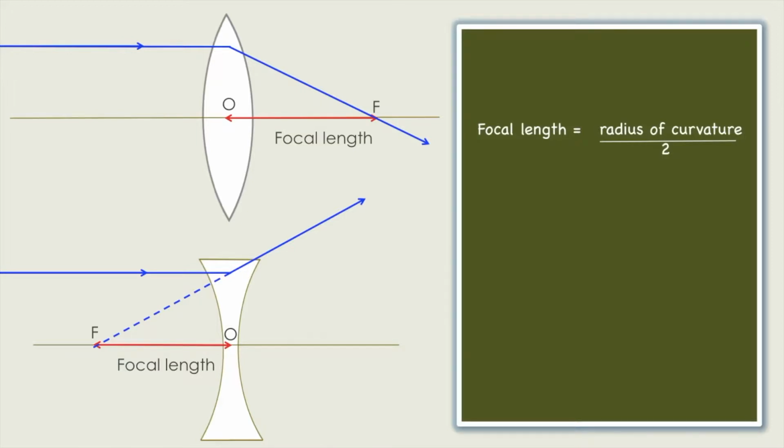And as expected, the focal length is inversely proportional to the refractive index. This is because if the refractive index is greater, then the deviation would be greater and the focal length would reduce. So because the lens has got two spherical surfaces, it is obvious that there would be two foci and therefore there would be two focal lengths.